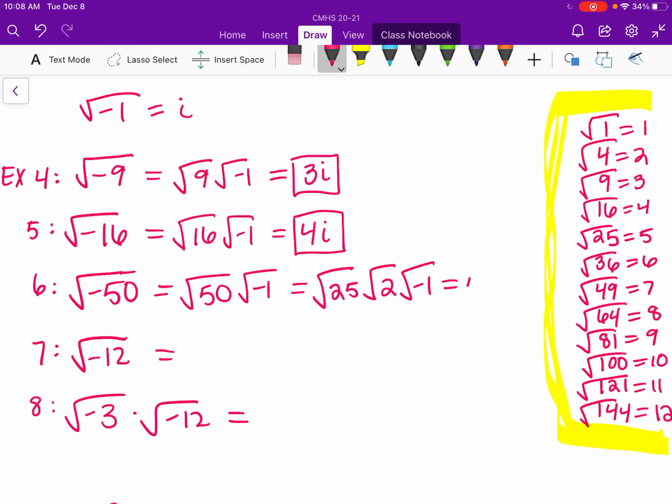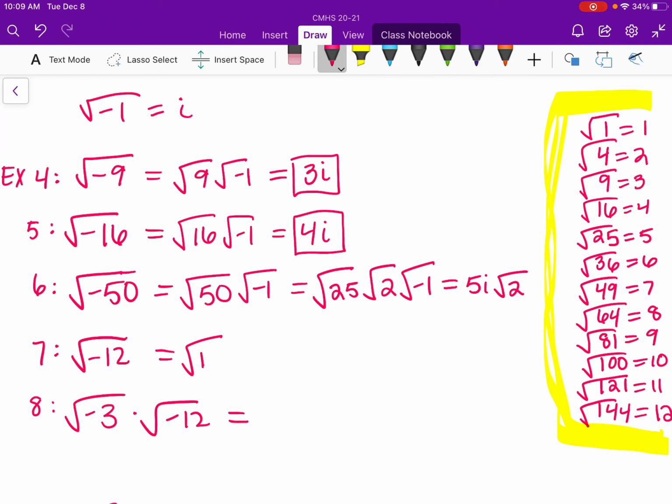Okay, so the square root of 25 is 5. The square root of 2 doesn't come out. It just stays like that. And the square root of negative 1 is i. The i likes to be buddied with the first number, not the second number. So that's why you have to keep it there. It does not go underneath the radical.